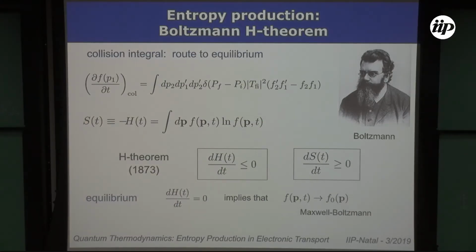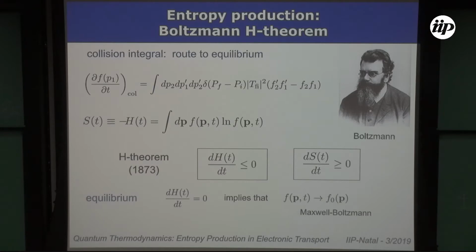It's a little bit, let's say, too basic, but I'm an electronic transport person. And so I'm going back to the early days of classical transport, just to illustrate that entropy production is a concept which has been around in electronic transport since the early days. And basically, if you think about classical transport, the very first papers by Boltzmann refer to the route to equilibrium.